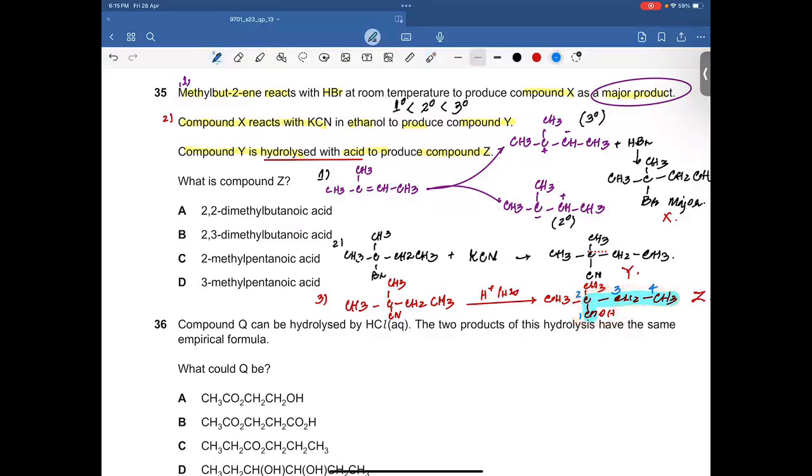And obviously, this is incorrect because it is pentanoic acid, whereas we are getting butanoic acid. 1, 2, 3, 4 carbon atom acid is butanoic acid. So butanoic acid is here. Now on the second carbon atom, we have 2 methyl groups, so 2,2-dimethyl. So the answer is going to be A. B is again incorrect because 2 methyl groups are attached to the same carbon atom.